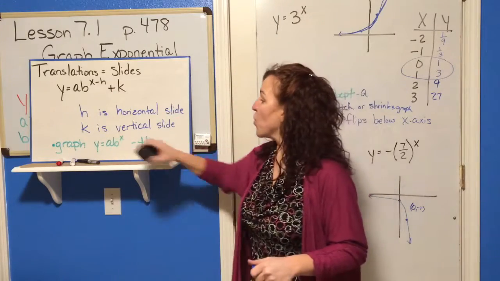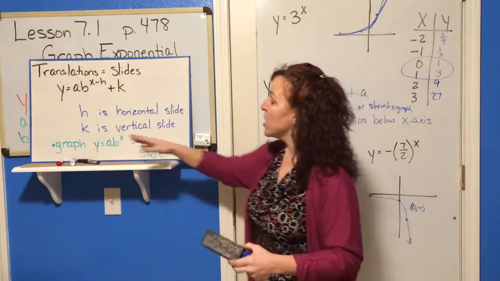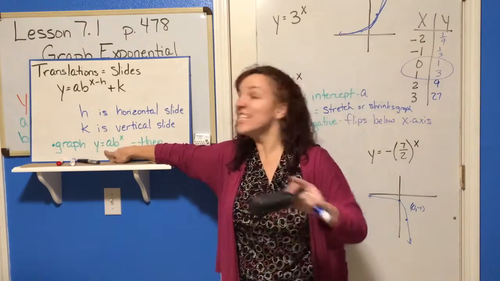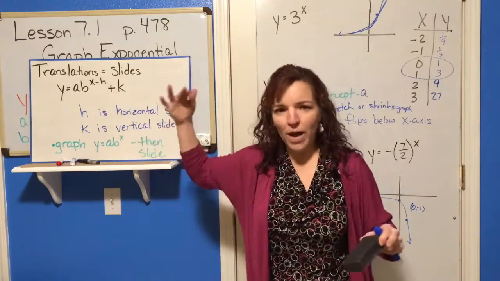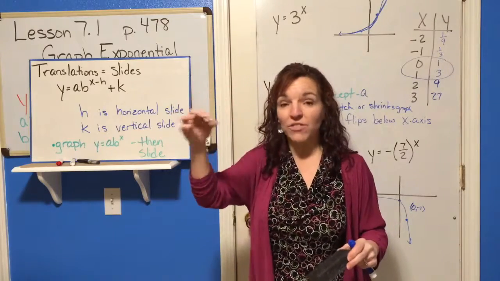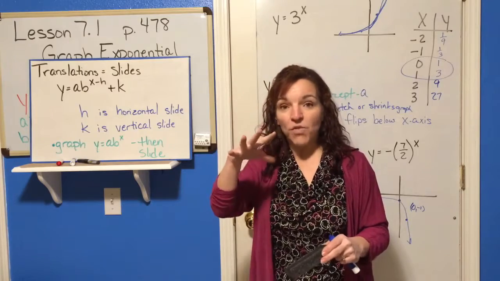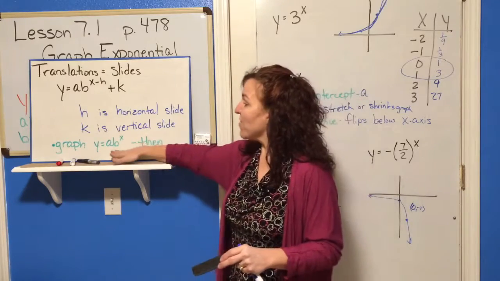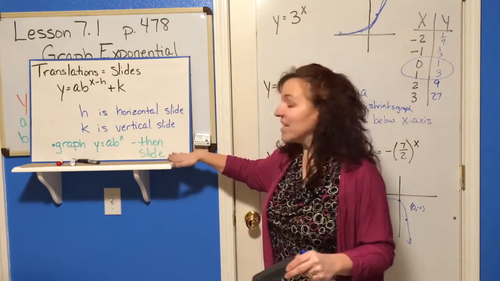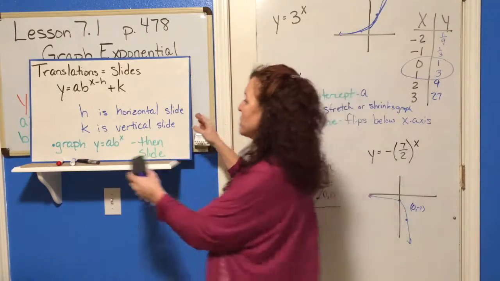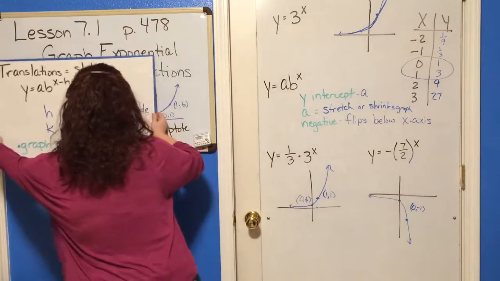All right, so the steps to do that is simply to graph it as if it didn't have that h and k. Just graph it, and you can even leave it on your graph if you wish, or if you want to just graph those 2 points and then move them, that's okay too. So graph the original graph and then slide it. All right, let me show you what I'm talking about. Here we go.